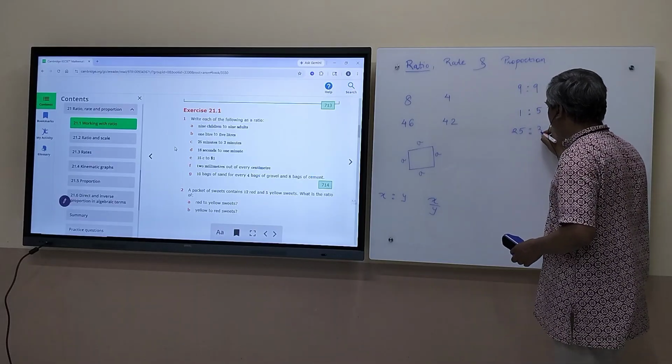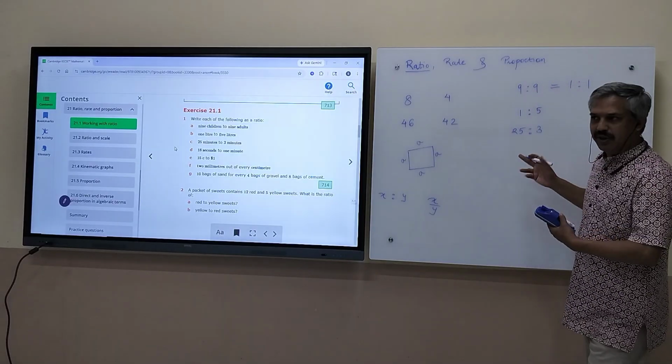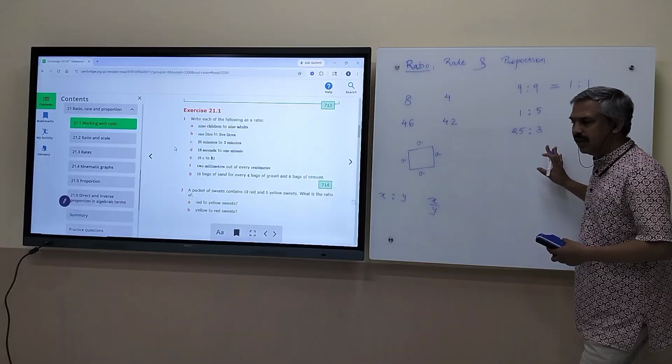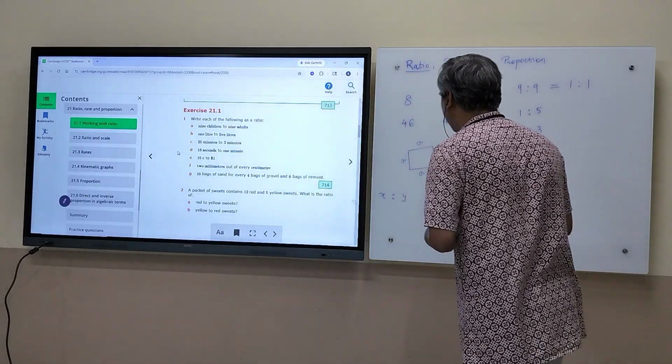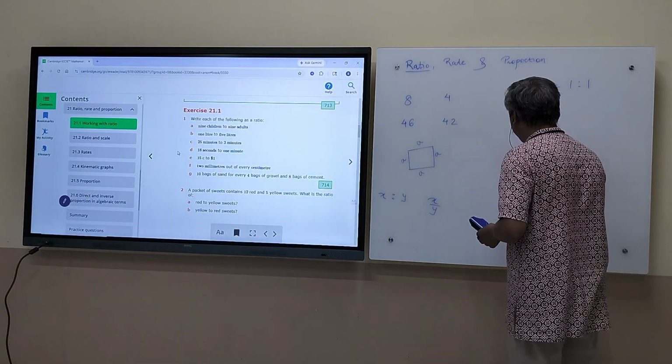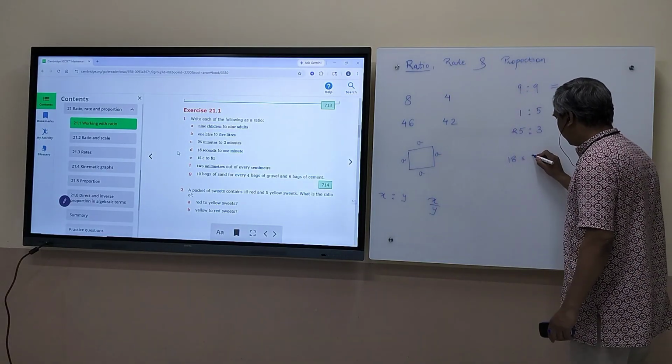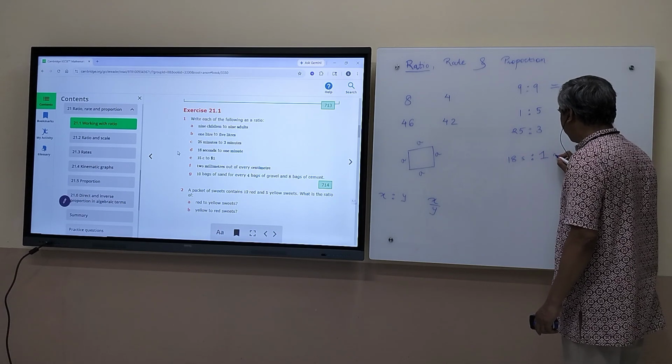25 minutes is to 3 minutes. There is no division possible. So this is the ratio. 25 is to 3. 18 seconds to 1 minute. Now this is very interesting. 18 seconds is to 1 minute.